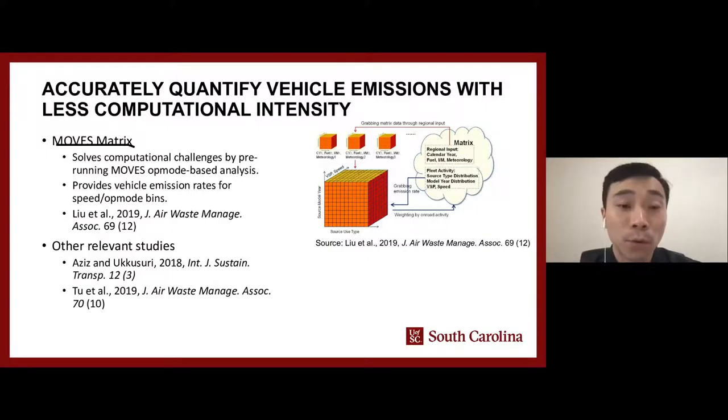Therefore, when you need this type of emission analysis, you just need to refer to their pre-run analysis. So this type of approach can save a lot of time when you are going to get the emission analysis. And there are also some other relevant studies which try to find a midpoint, a trade-off between accuracy and resource demand in vehicle emission analysis.